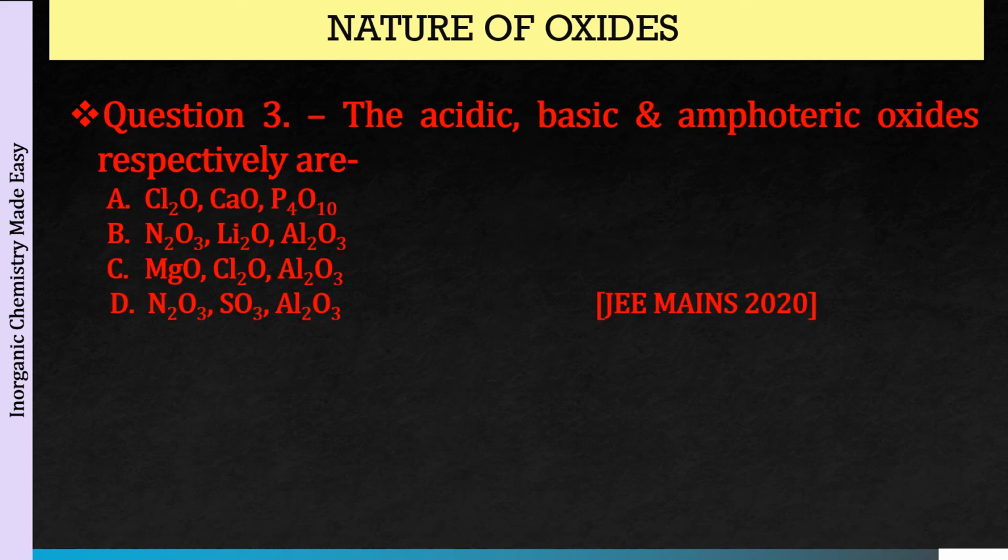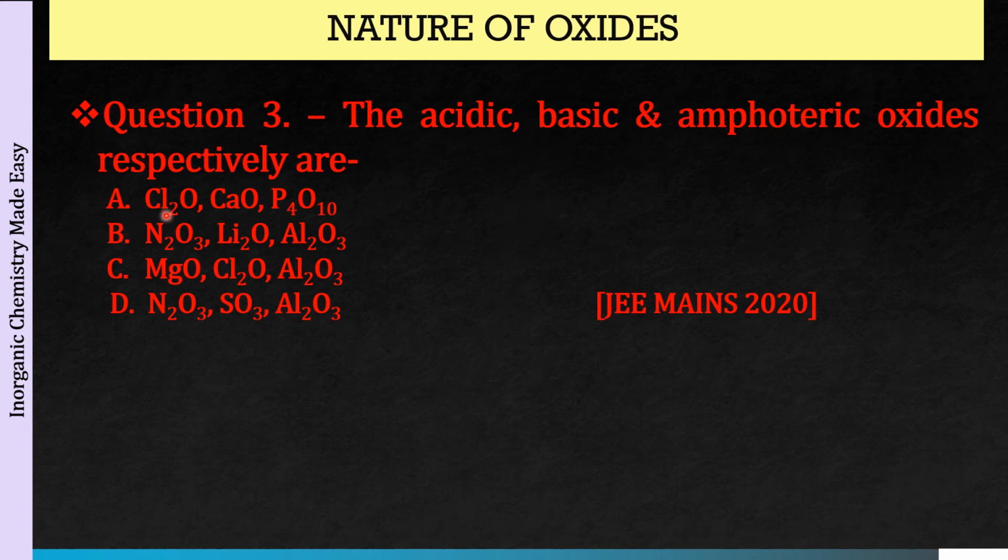Next we have: the acidic, the basic, and the amphoteric oxide respectively are the choices given to you, and this is a JEE Mains 2020 question. I hope you are understanding the importance of this concept. First of all, we have to look at the acidic oxides. Acidic oxides can be either the metalloid oxides or the non-metal oxides.